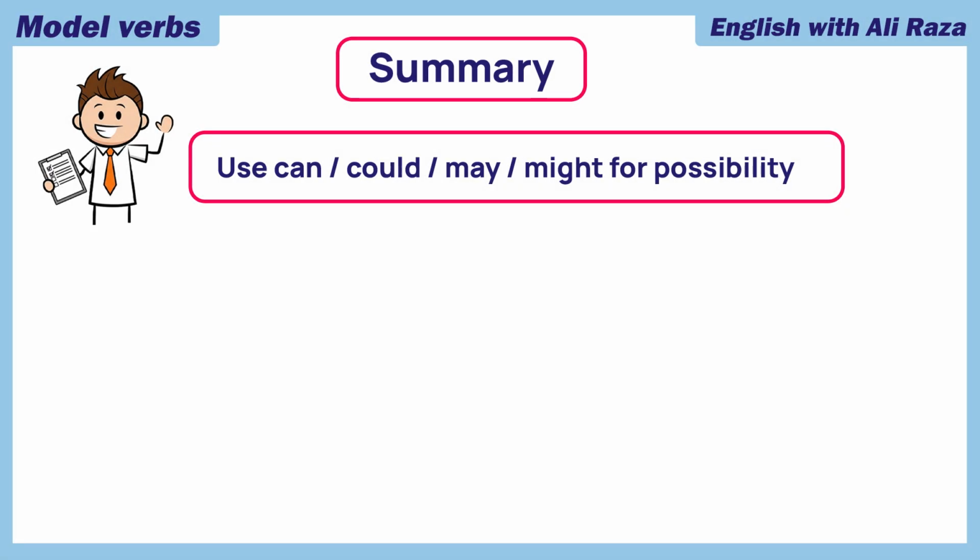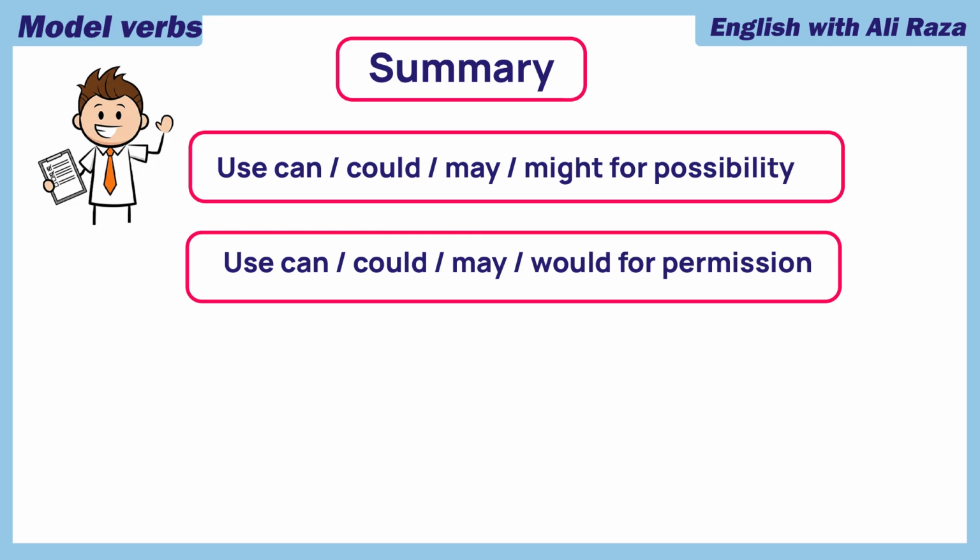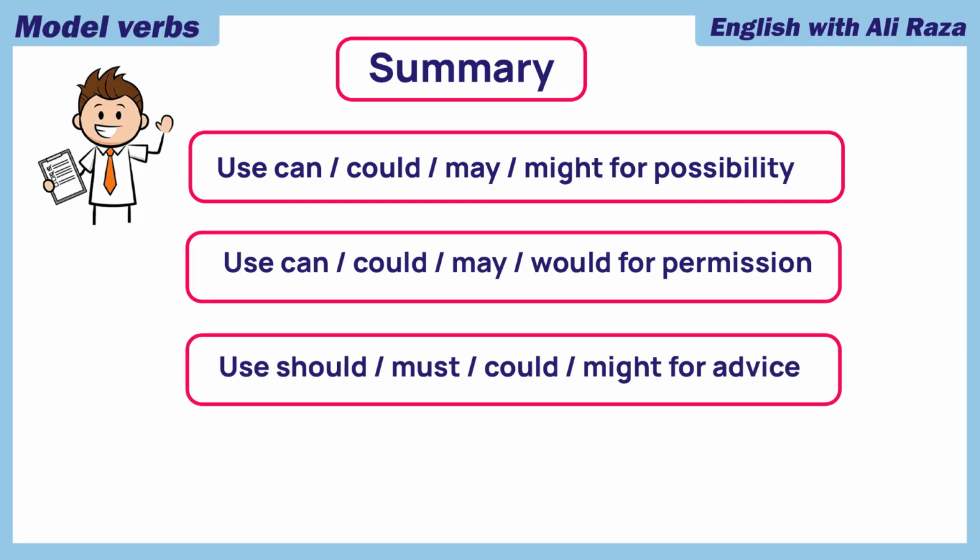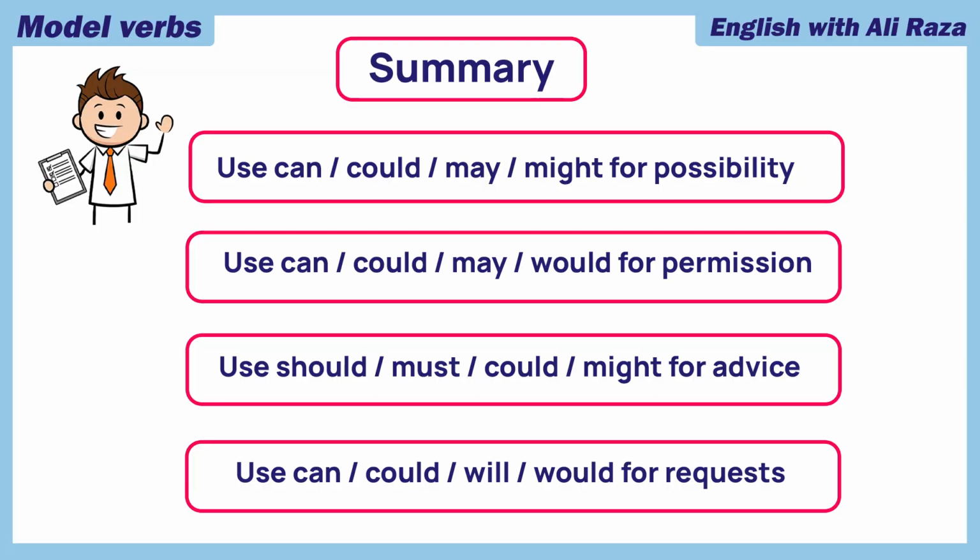Summary. Use can, could, may, might for possibility. Use can, could, may, would for permission. Use should, must, could, might for advice. Use can, could, will, would for requests.